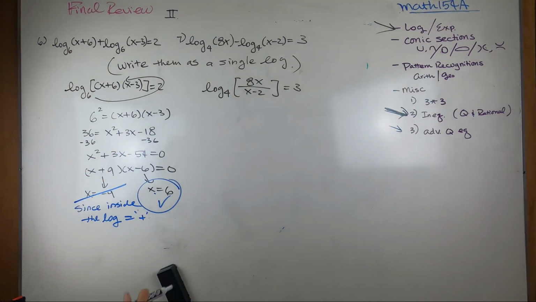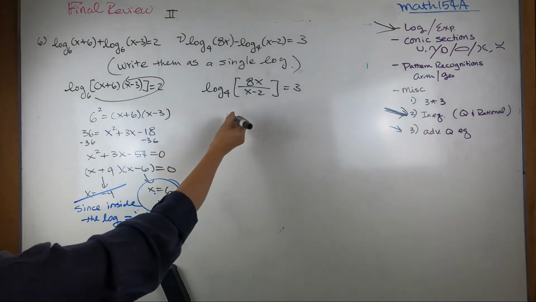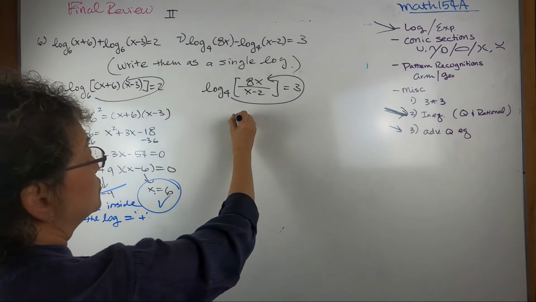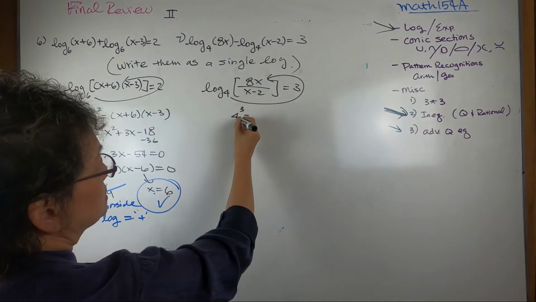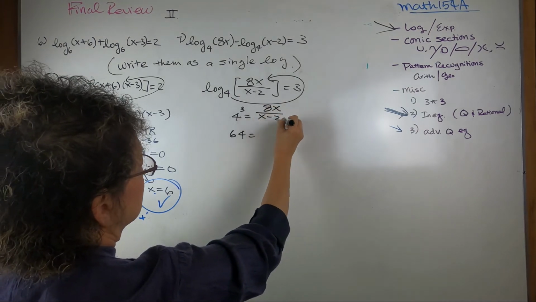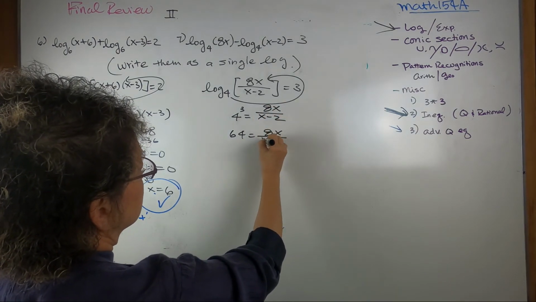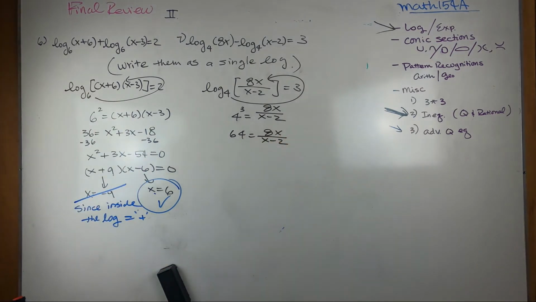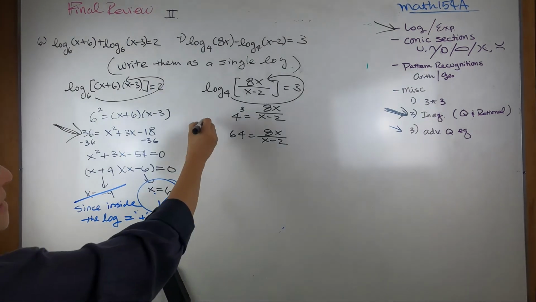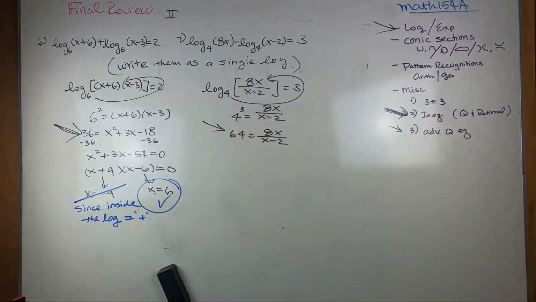How about this one? Same thing, right? Once you have a log, you have to hook it, right? So 4 to the third power, which is what? 64 equals 4x over x minus 2, right? So one becomes a quadratic, one becomes what? A rational equation. That's what we have been learning in your 152 class.